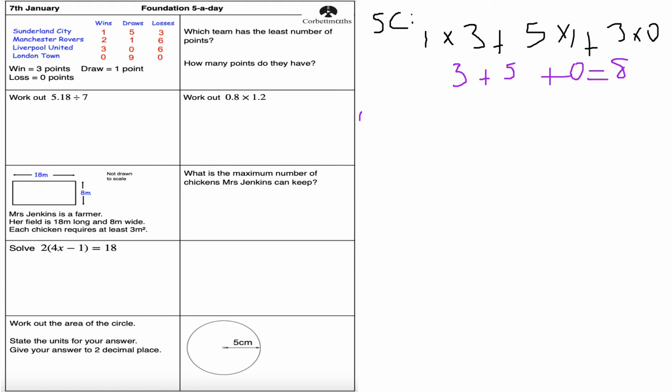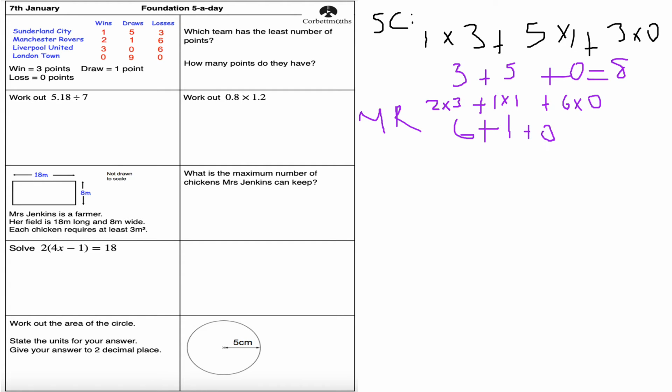Right, Manchester Rovers, so MR for Manchester Rovers. They've got 2 wins, 1 draw, and 6 losses. So 2 wins means that they have 6 points. 1 draw means that they have 1 point, so 1 times 1. So it's 2 times 3 plus 1 times 1 plus 6 times 0. So 6 plus 1 plus 0 is equal to 7.